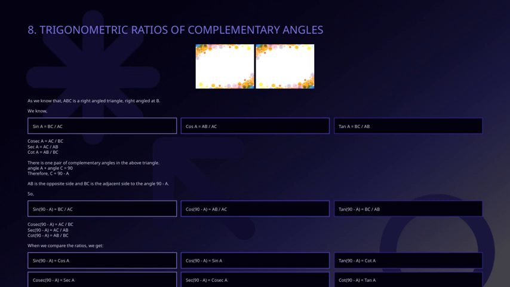Finally, let's look at tangent and cotangent. Tan A is BC over AB, and tan of 90 minus A equals BC over AB, which is also cot A. And cotangent of 90 minus A equals tan A. These relationships beautifully illustrate how the ratios of complementary angles are interconnected, emphasizing the symmetry in trigonometry.